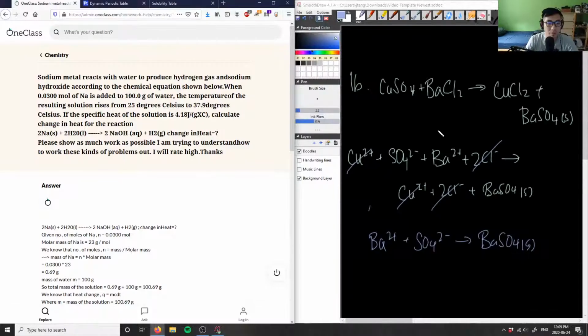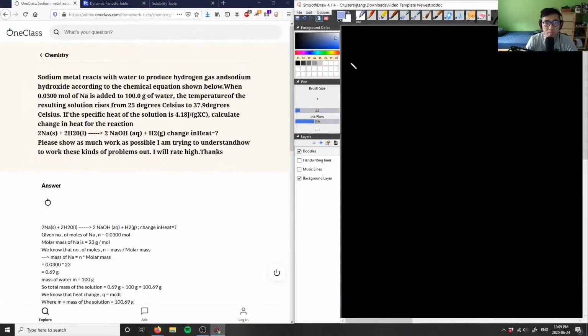Let's look at number 2 here. Sodium metal reacts with water to produce hydrogen gas and sodium hydroxide according to the chemical equation shown below. When 0.03 moles of Na is added to 100 grams of water, the temperature of the resulting solution rises from 25 degrees Celsius to 37.9 degrees Celsius. If the specific heat of the solution is 4.18 joules per gram per degree Celsius, calculate the change in heat for the reaction.